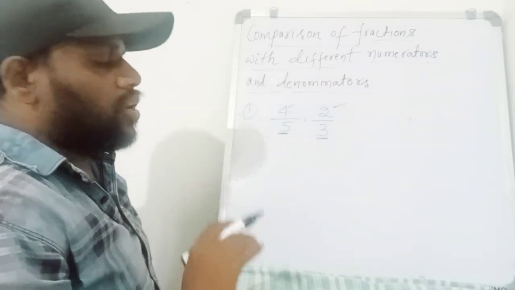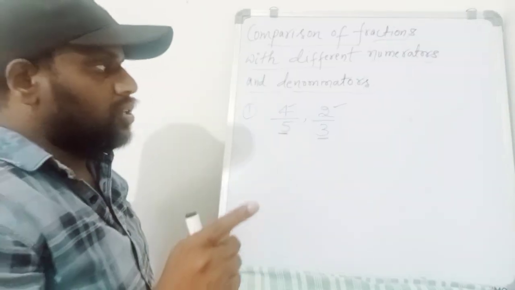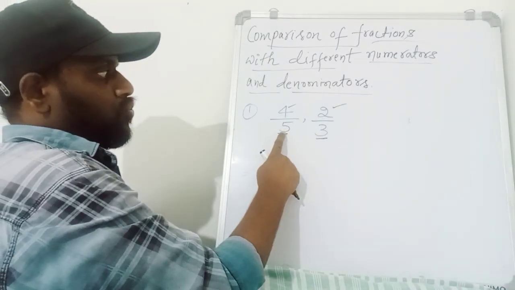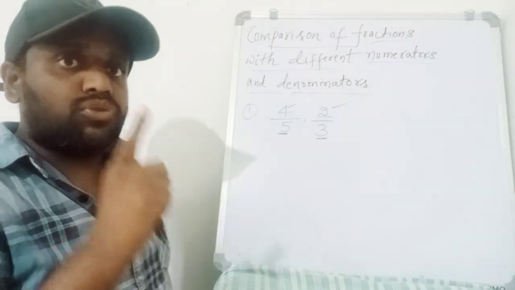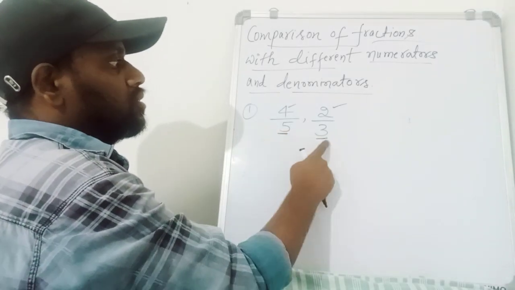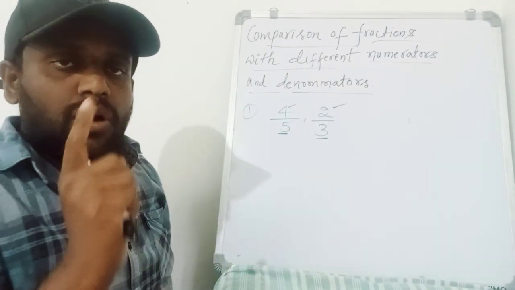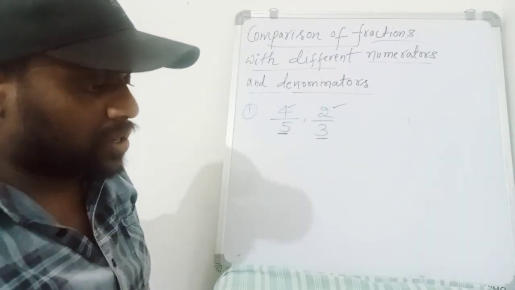So first, what we have to do: consider the denominators 5 and 3. First we need to find the LCM of these two numbers. I mean, you have to find the LCM of the denominators first.